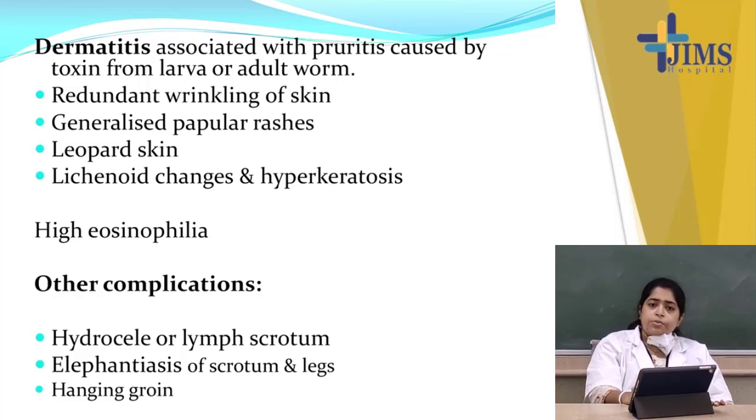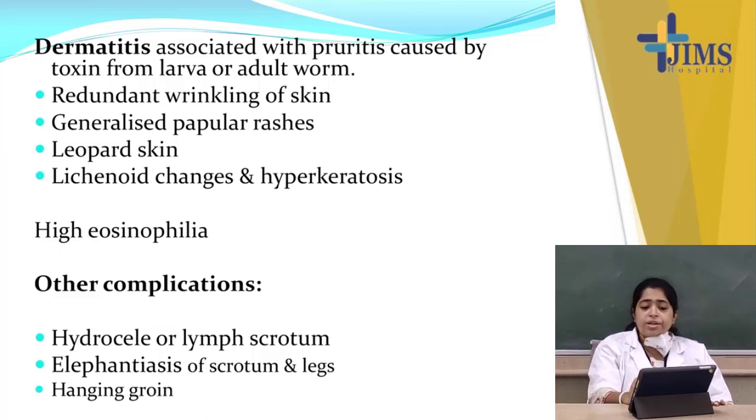Along with the subcutaneous nodules, we also find dermatitis, which is associated with pruritus. It is caused by the toxins from the larva and the adult worms. When the larva and the adult worms die, or when some metabolites are released from their body, or when the larva is released from the gravid females during the whole procedure, some toxins are released, and these toxins lead to pruritus and then dermatitis.